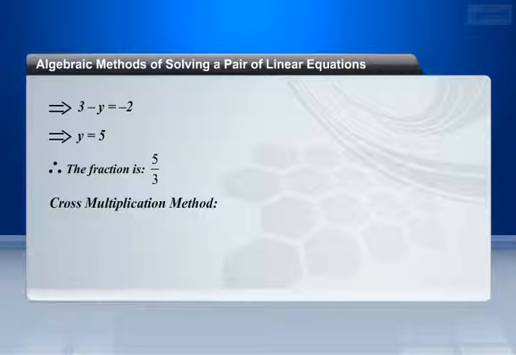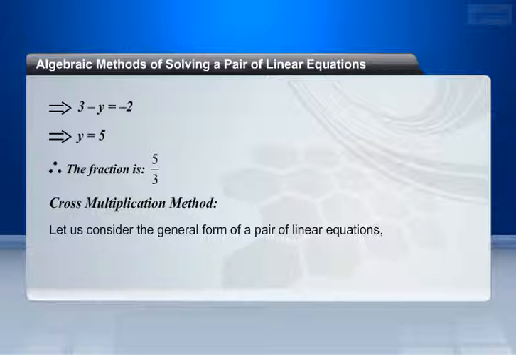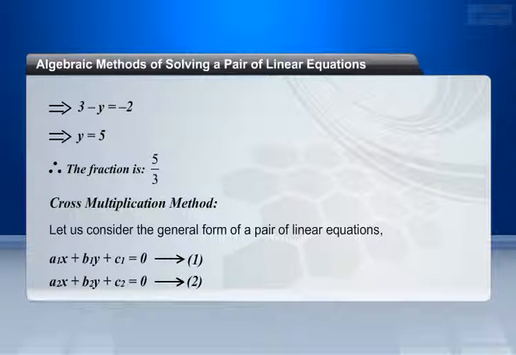Let's learn about cross multiplication method. Let us consider the general form of a pair of linear equations. a1x plus b1y plus c1 equals 0, make it as equation 1. a2x plus b2y plus c2 equals 0, make it as equation 2.